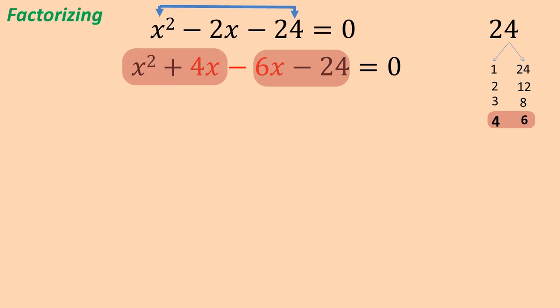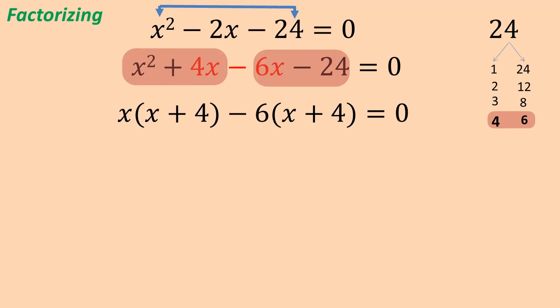From the first pair, we will take a common factor. What common factor is possible here? There is x as a common factor. So that's why it is x into x plus 4. And in the second pair, the common factor possible is minus 6.